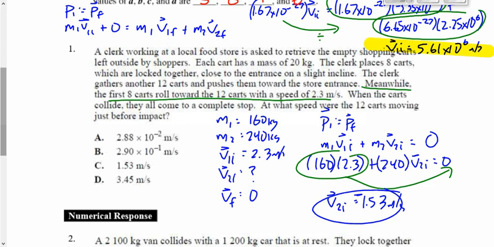Negative 1.53? But what are they asking me to solve for here? The speed. And the speed of negative 1.53 is just 1.53. It's the magnitude of the velocity, right? Good. Okay, numeric response number 2.